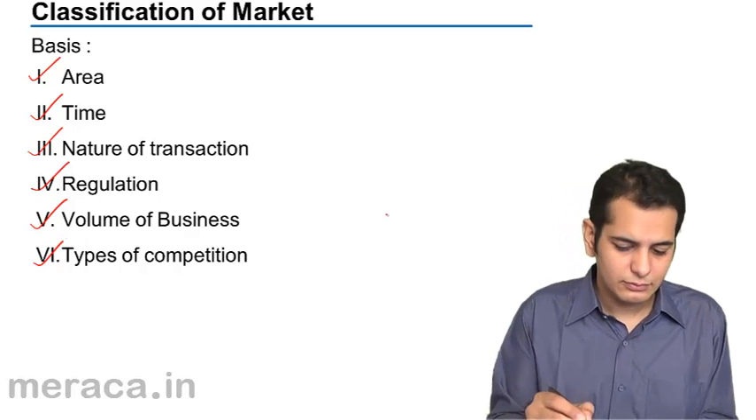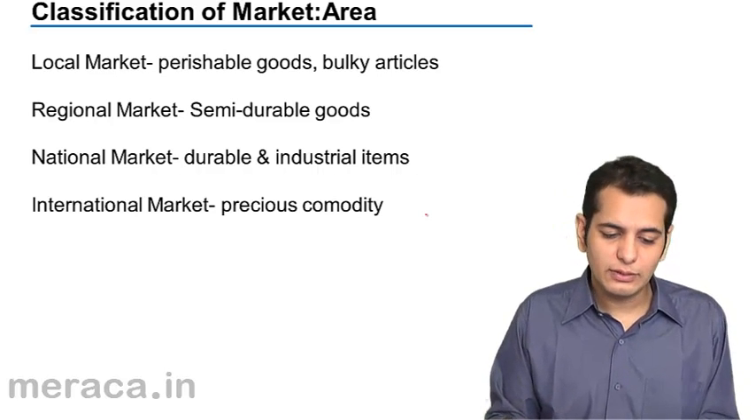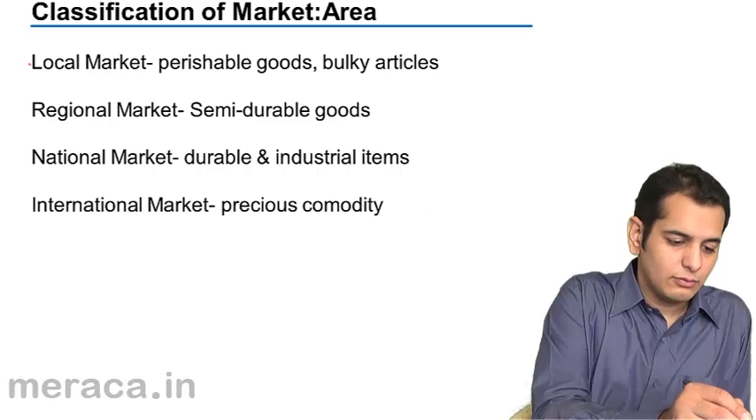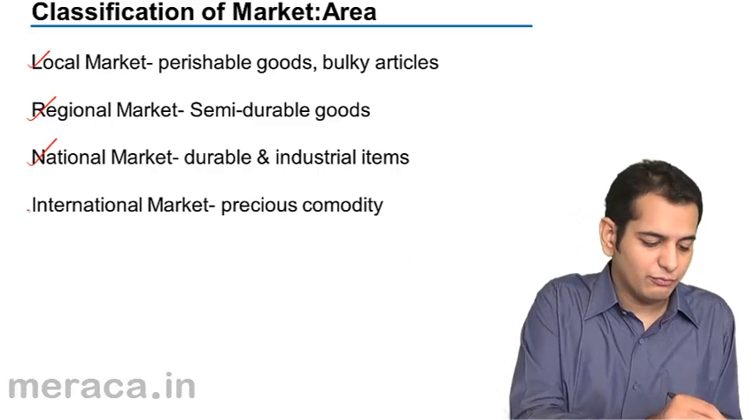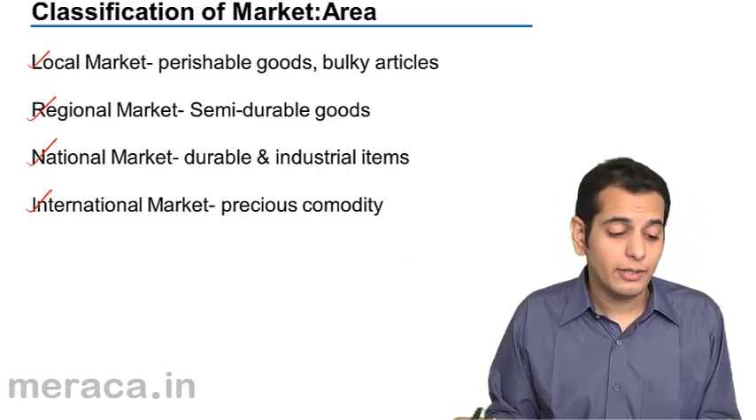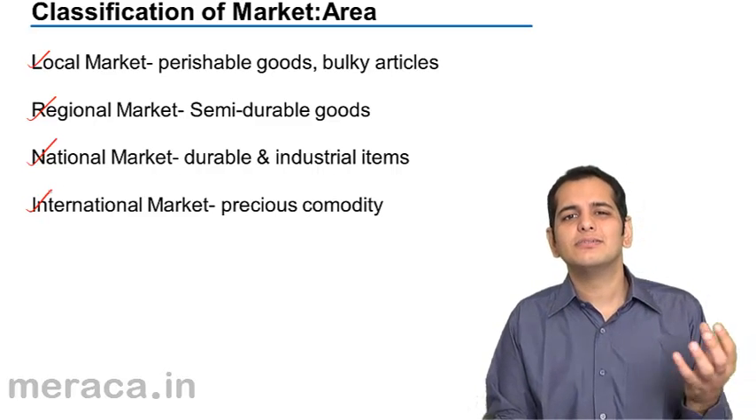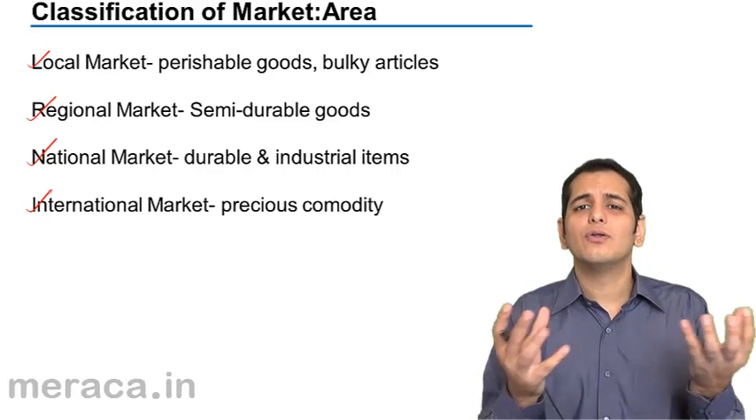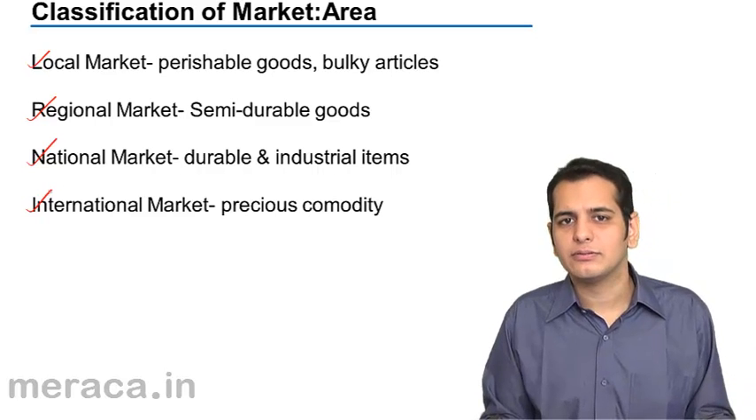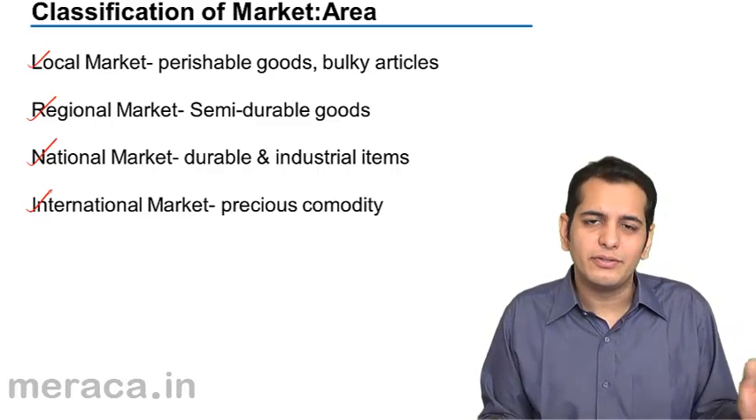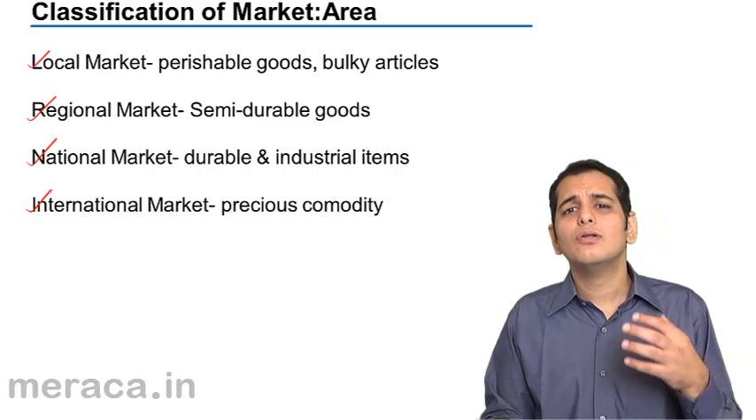So let's start. First, on the basis of area, it is further divided into four markets. First local, second regional, third national, and fourth international. Okay, so let's start with local market. Now, what is a local market? A local market is a market which exists in a local area, in the area surrounding your residence or profession. It may be an area in the radius of a kilometer or two, not more than that. So it's a local market.